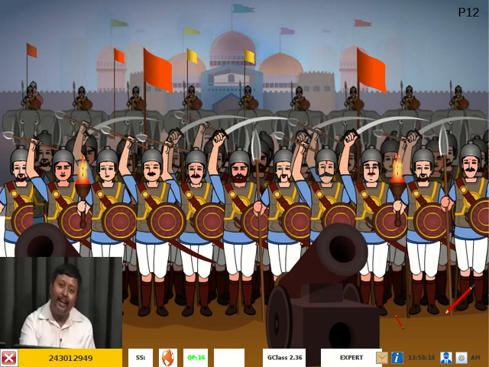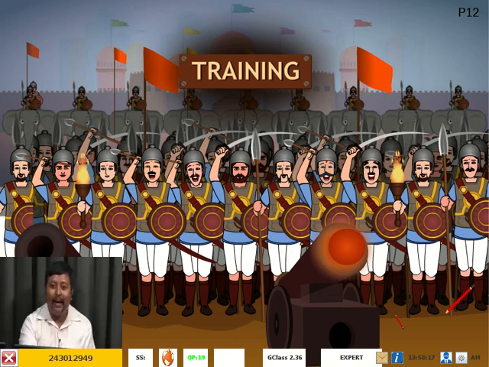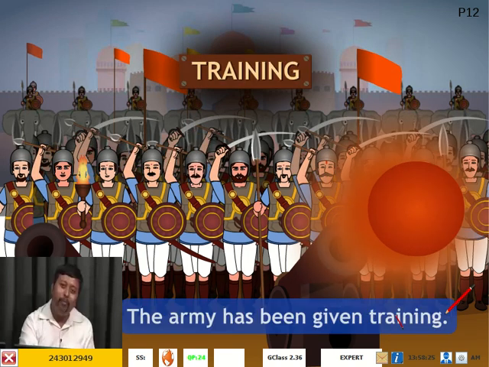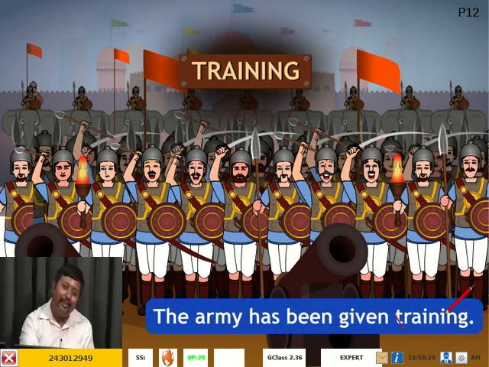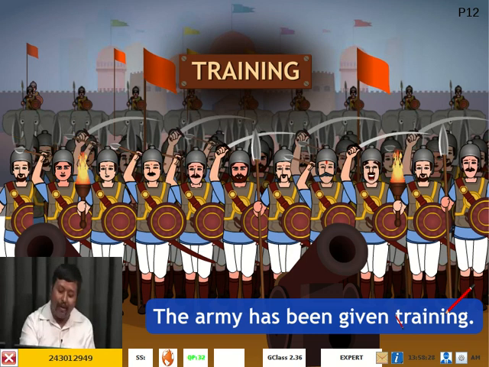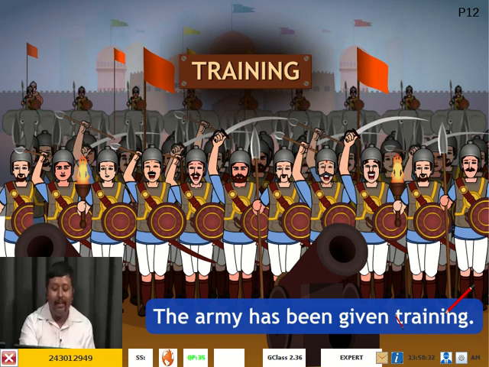Training. Another important aspect is what? They have training. If they don't know how to fight and they go for a fight, they'll be killed. So they need to be trained for how to fight. So training is also very important. So the army has been given training.